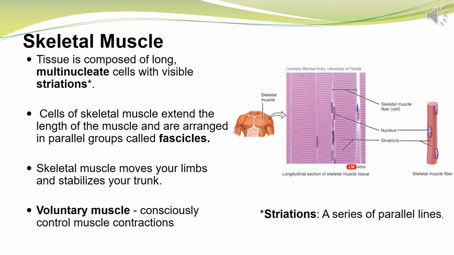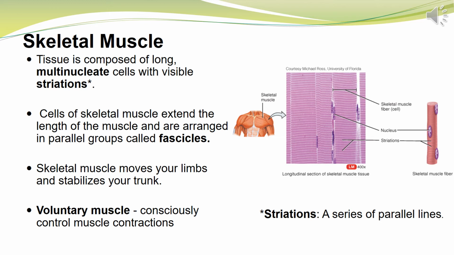Skeletal muscle tissue is composed of several very long multinucleate cells. And multinucleate just means that one cell has many nuclei contained within it. And the skeletal muscle tissue itself has visible striations due to the parallel arrangement of the long muscle cells. And a striation is simply a series of parallel lines, which you can clearly see in the picture at your right. The cells of skeletal muscle extend the length of the whole muscle and are arranged into parallel groups called fascicles. And we'll see what these look like in the next slide. Skeletal muscle allows you to move your limbs and stabilize your trunk, which allows you to stand up. And skeletal muscle is a voluntary type of muscle.